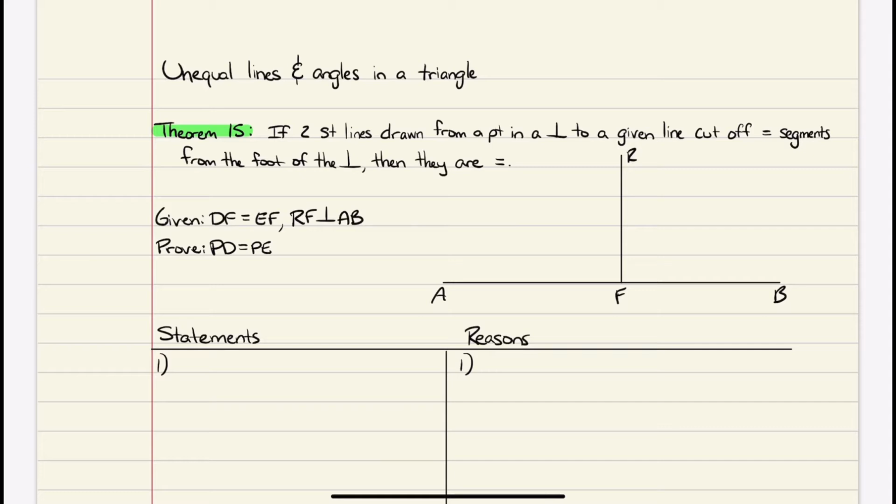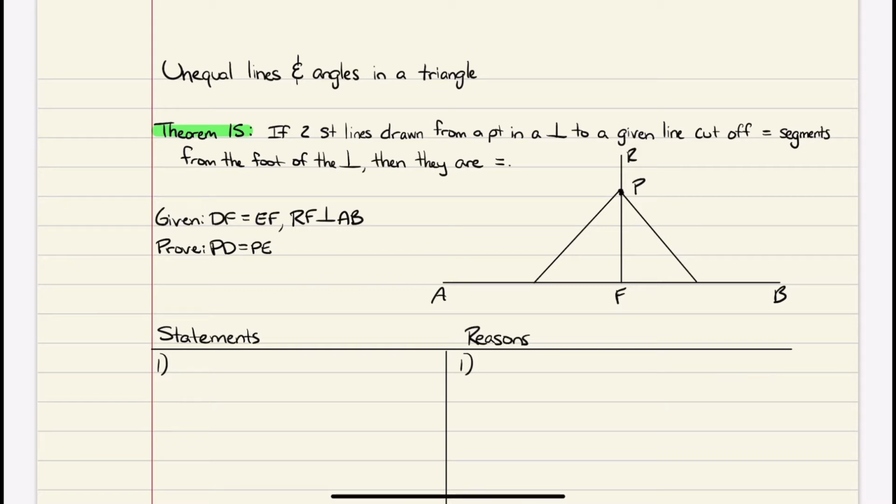Now we have to draw our two straight lines from a point on this perpendicular that we just drew. So we're going to draw two straight lines from a point. We just created a point right here on that perpendicular, and we'll call that point P, to a given line, cutting off equal segments.